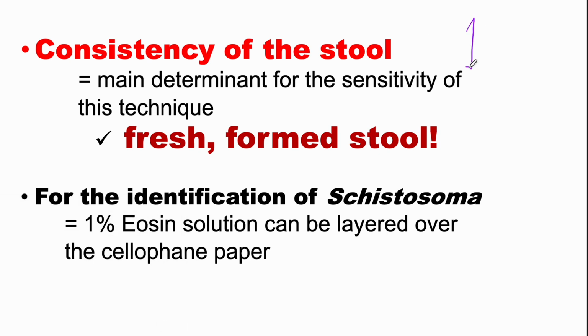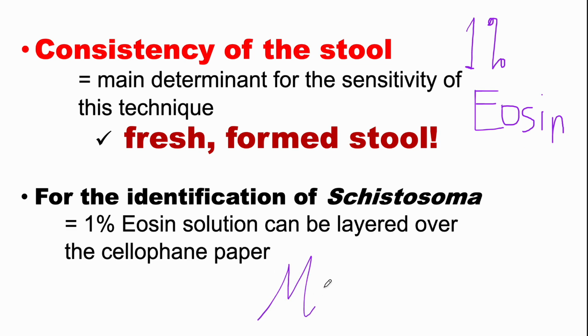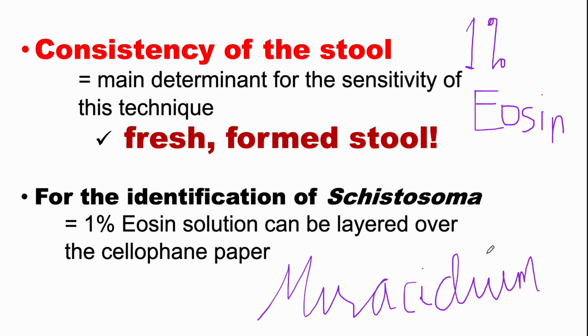Another thing that we can use for this technique is 1% eosin. This eosin, class, will help in the visualization of the miracidium of the parasite, the larval stage that is inside the egg. Anyway, this came out in the board exam for medtech last time, on March 21 to 22, 2024. There was a picture of a miracidium, and the examinees had to identify that part of the parasite. Again, 1% eosin aids in the visualization of the miracidium.